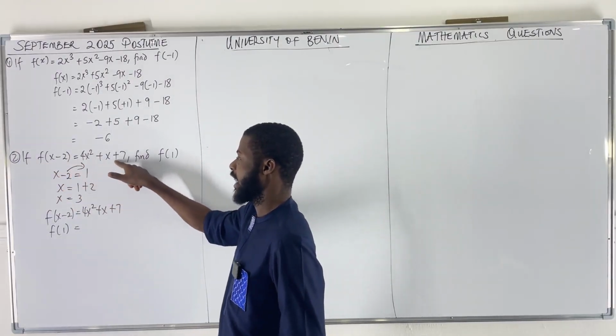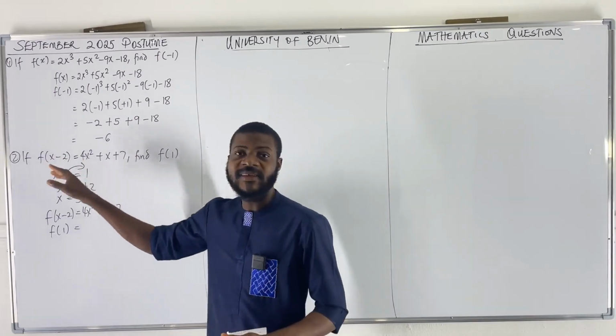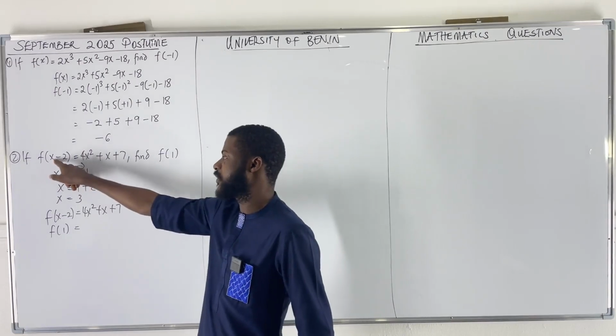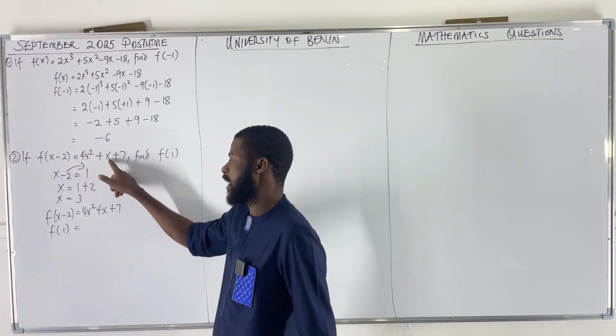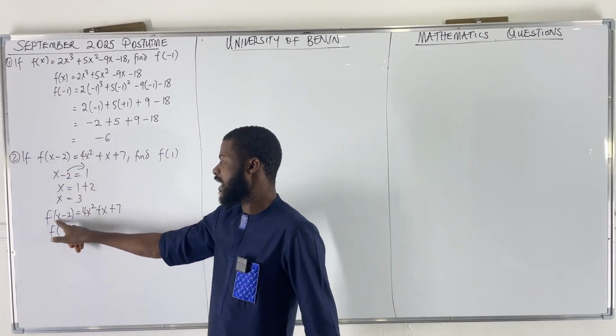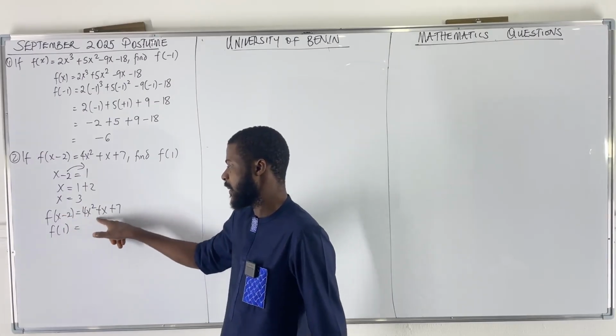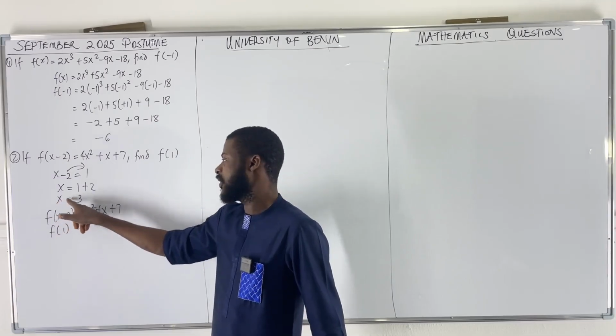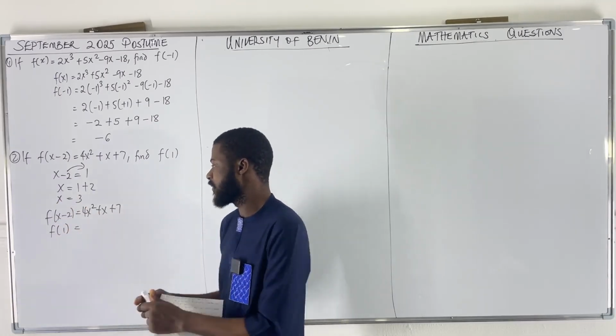is defined by x minus 2. But the thing is, they've simplified the function. So you're not seeing the x minus 2 anymore. You're just seeing a single x. So it means x minus 2 is equal to 1, but there's no x minus 2 here. Instead, you need to solve for x. So after solving for x, we're having 3. So you need to put in 3.